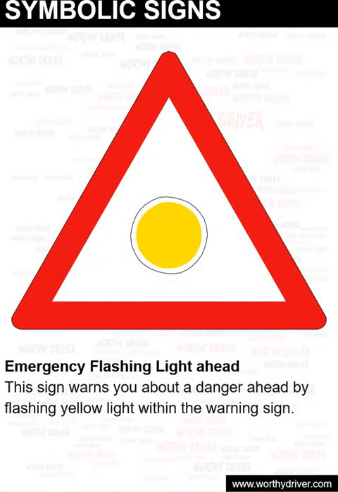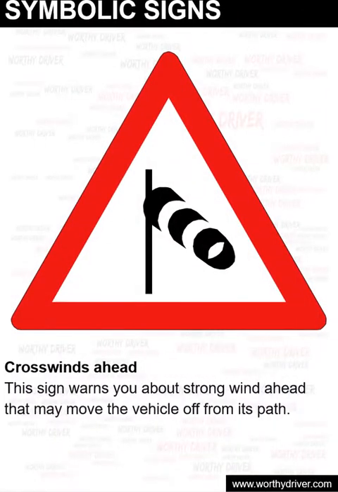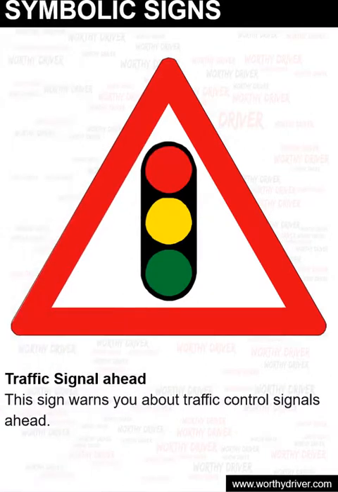Emergency flashing light ahead. This sign warns you about a danger ahead, shown by a yellow flashing light within the warning sign. Crosswinds ahead. This sign warns you about strong wind ahead that may move the vehicle off from its path. Traffic signal ahead. This sign warns you about traffic control signals ahead.